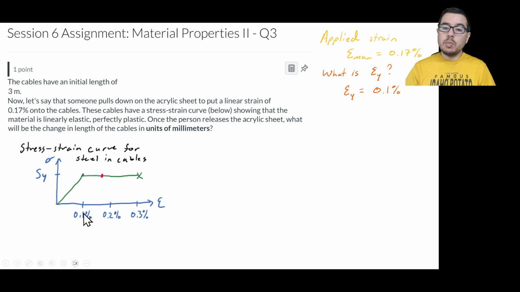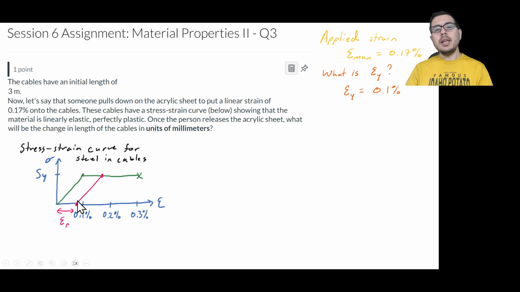The yield strain is 0.1% here. This is where we go plastic, where you hit the yield strength. So if you unload after you've gone plastic, you will have the return along the slope of your elastic modulus.